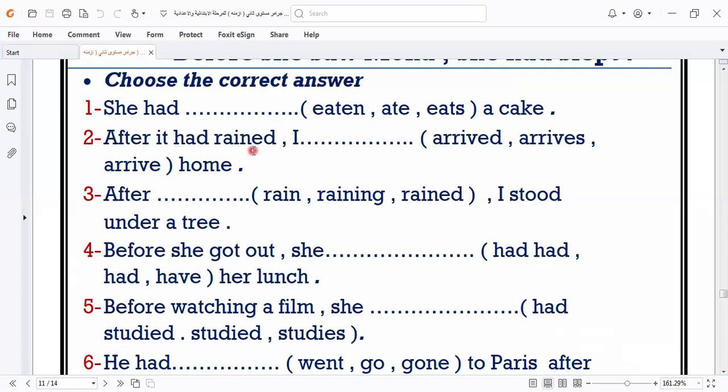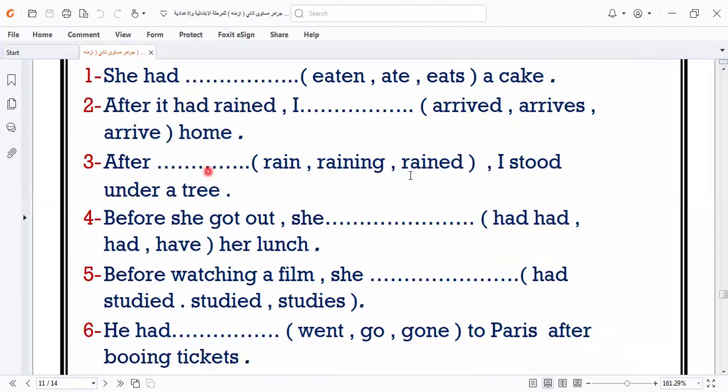After it had rained. So here the tense is the past perfect tense, so the other part will be in the past simple. I arrived home after I stood under a tree. Here we miss had, because in the first part it will be had. Then I stood is the next part, in the past simple tense.